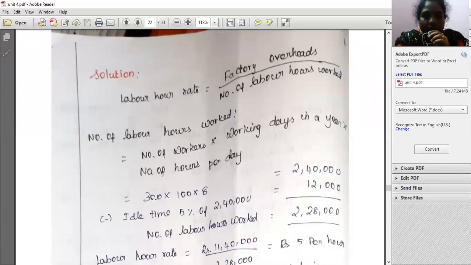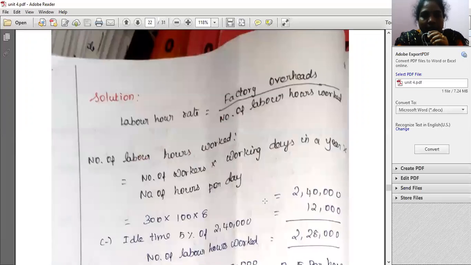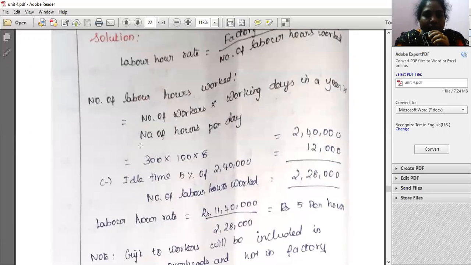The number of workers in the factory is 100, working days in a year is 300, and the number of hours per day is 8. This information is already given in the problem. These values, 100, 300 and 8, are taken into consideration to find the number of labor hours worked. Multiplying all of them, we arrive at the value of 2,40,000.